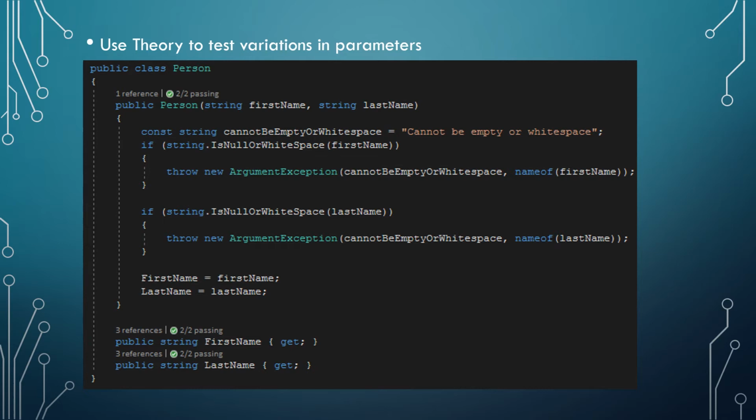Here there's a Person class, and to create a Person, the first name and last name are required. They cannot be empty. If they are, it will throw. So this is the declaration of the class. And in the next slide, you will see how I'm going to use xUnit Theory to test that these conditions are being checked.